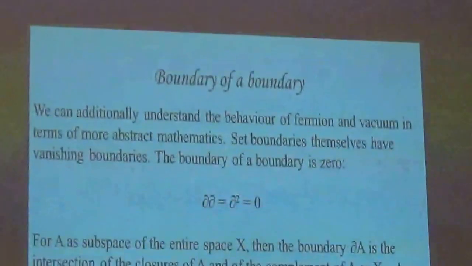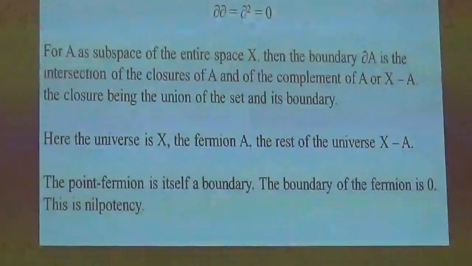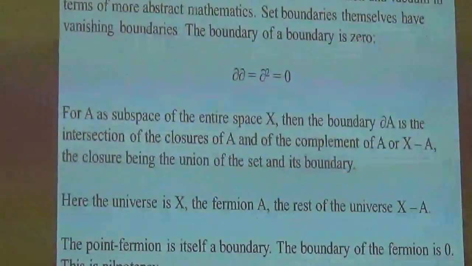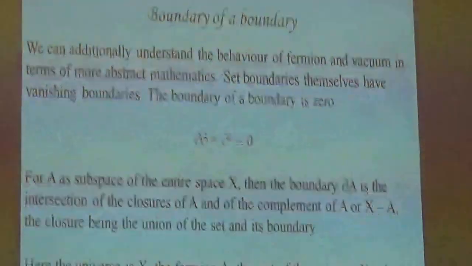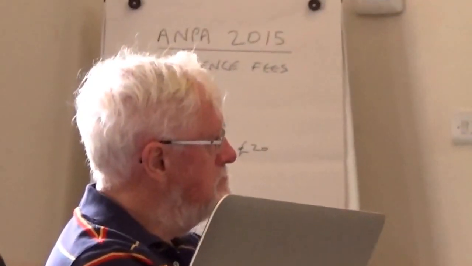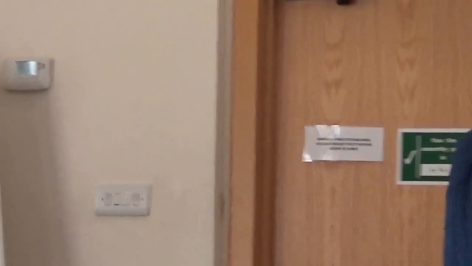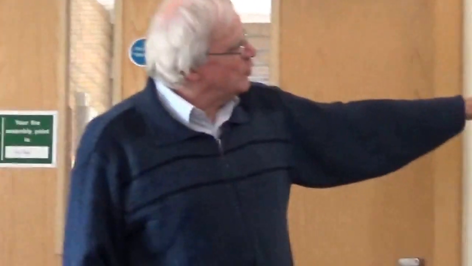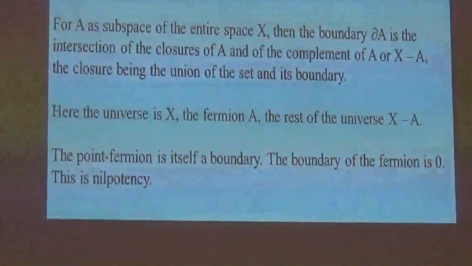Here's another little thing here, boundary of a boundary. This is a well-known one in mathematics. We can do it in a more abstract way. You can set boundaries themselves, have vanishing boundaries, so the boundary of a set is zero. That d term is the boundary, so d squared equals zero. For A, a subspace of the entire space X, the boundary dA is the intersection of closures of A and the complement of A, or X minus A, the closure being the union of the set and its boundaries. So here the universe is X, the fermion A, the rest of the universe X minus A, and then the point fermion is itself a boundary, and the boundary of the boundary is zero. And that's nilpotency.